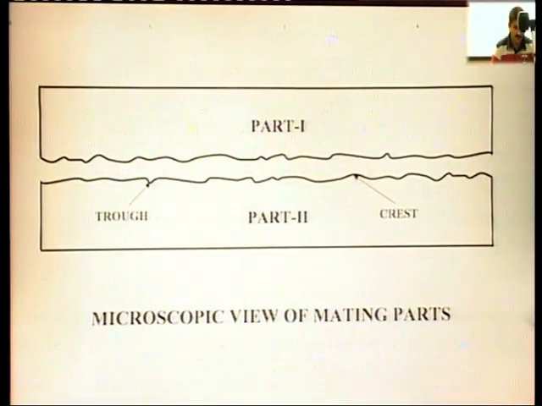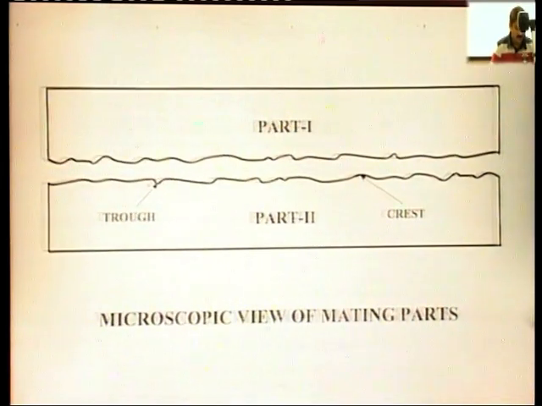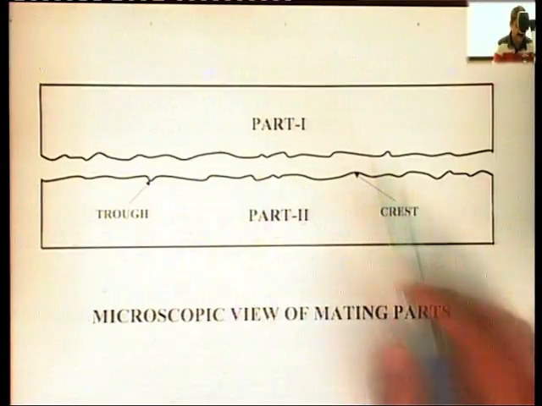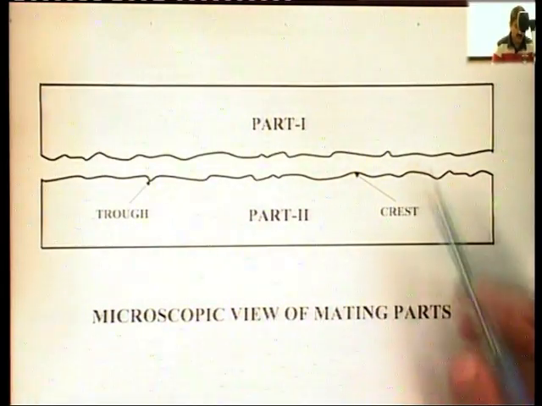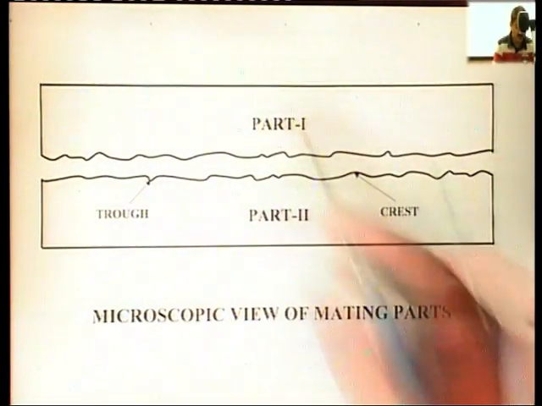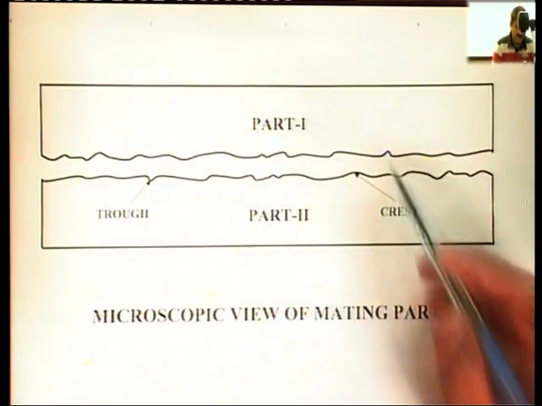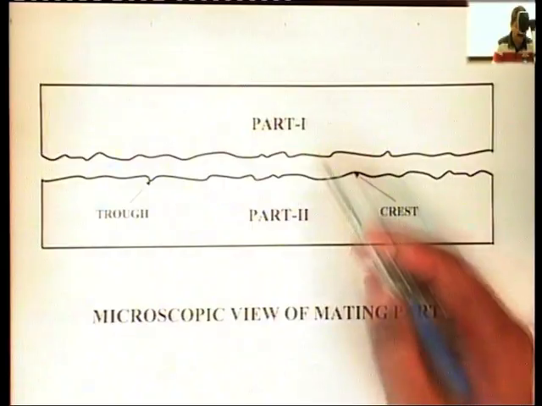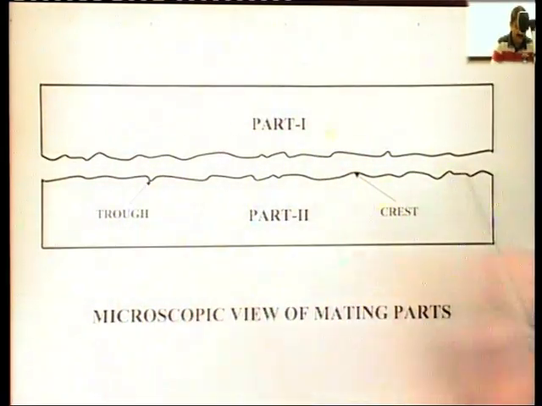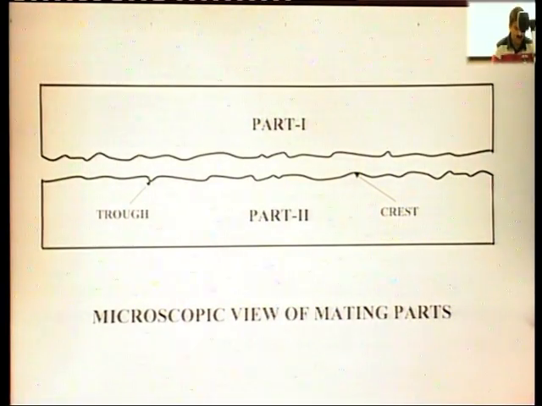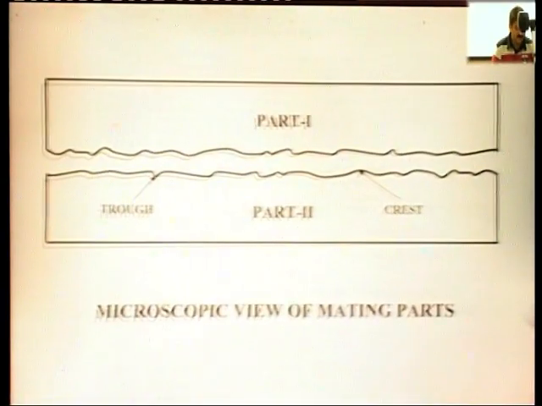loss of power. So, the main role of lubrication is to provide a film between these mating parts in order to provide the smooth movement of these mating parts. The lubricant fills these crests and troughs and provides a film between these parts, and thus reduces the power as well as the heat loss.